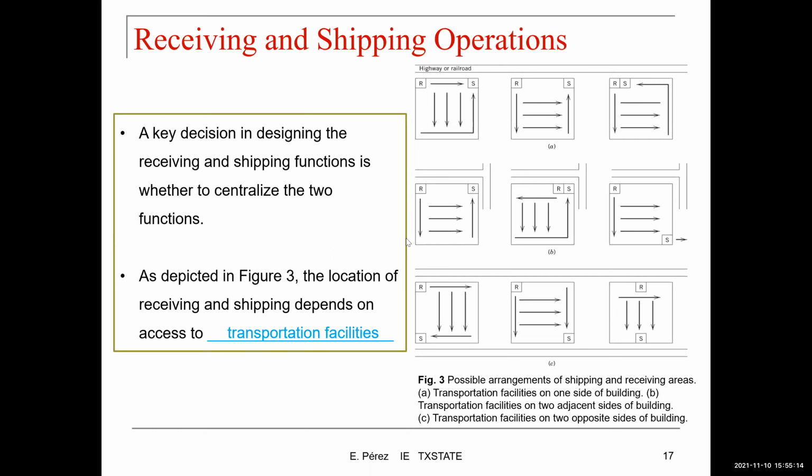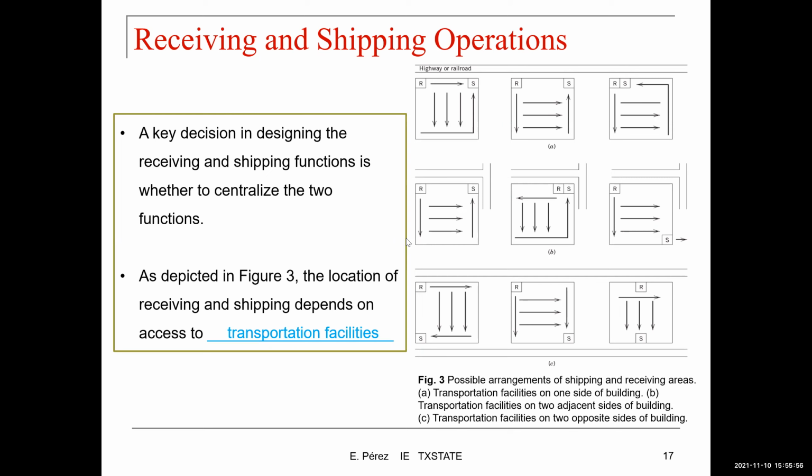So at the top, you see the transportation facility is at the top of the warehouse. So you have multiple options when that's the case. You can put the receiving and shipping on the corners. Both have access to the transportation facility. This is the same, just with a different flow in the facility. So in this case, you can go from receiving to shipment and in this direction. Same thing here, just the flow is different.